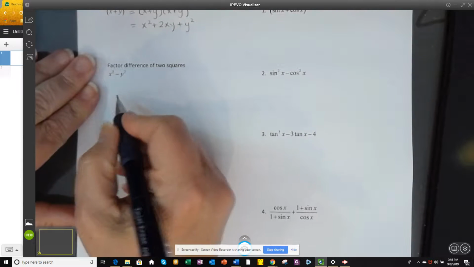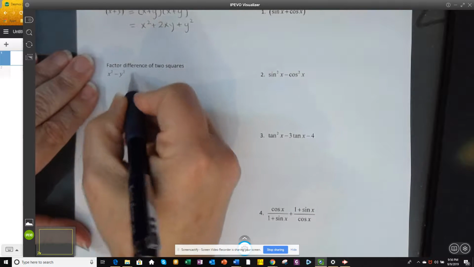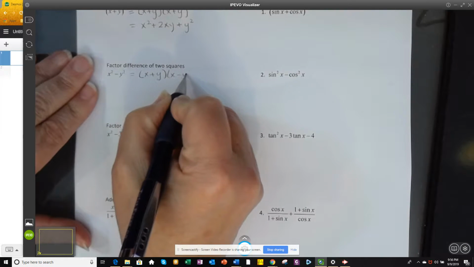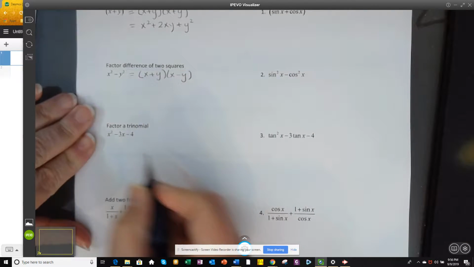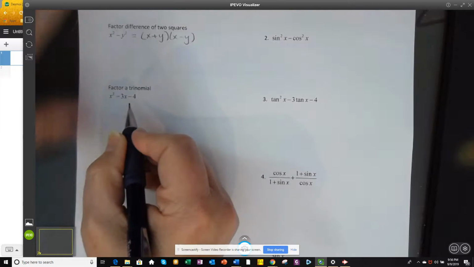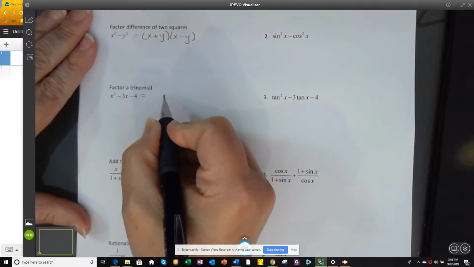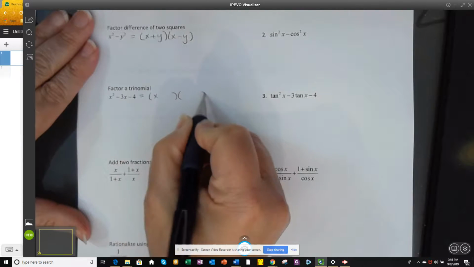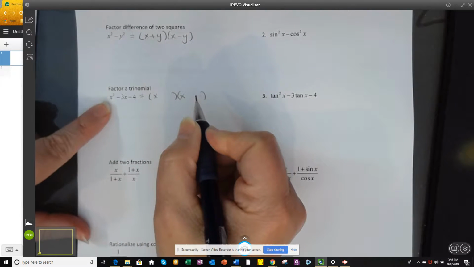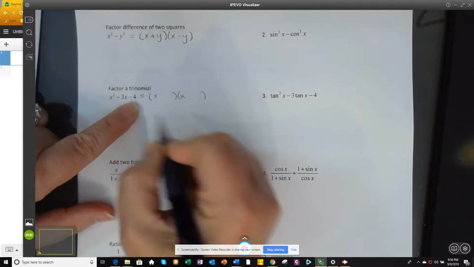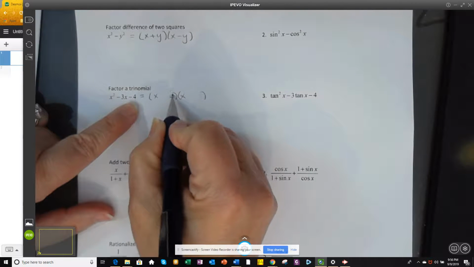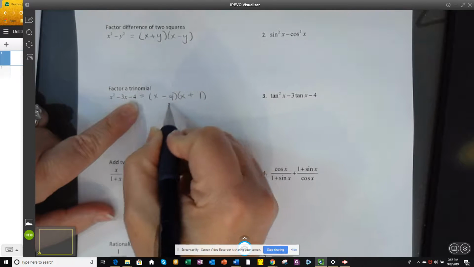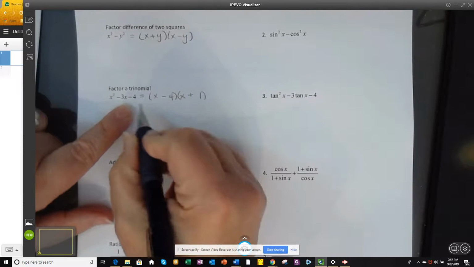And then we're going to factor the difference of squares here, which is going to equal x plus y times x minus y. And then we're going to factor a trinomial, all of this is algebra 2 stuff that we've done before. And that's going to be x and x, the factors of x squared. And then we need the factors of 4 that might add up to 3. And it's going to be a 4 and a 1. And this has got to be negative and plus because the inner product and the outer product have to sum to a negative 3.